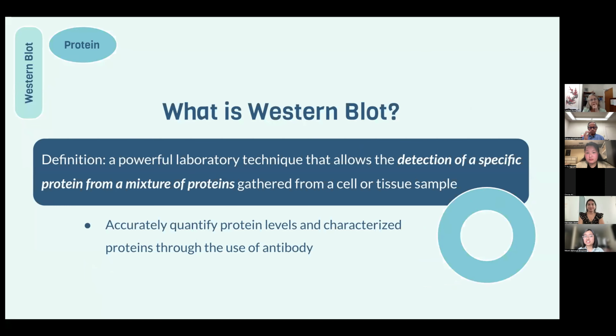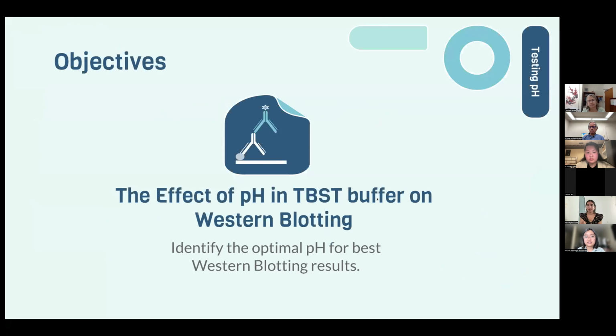So for an introduction, what is Western blot? Western blot is a powerful laboratory technique that allows us to detect protein from a mixture gathered from a cell or tissue. This allows us to accurately quantify protein levels and characterize protein through the use of antibody. My objective is to study the effect of pH in TBST buffer on Western blotting, and to identify the optimal pH for the best Western blotting results.